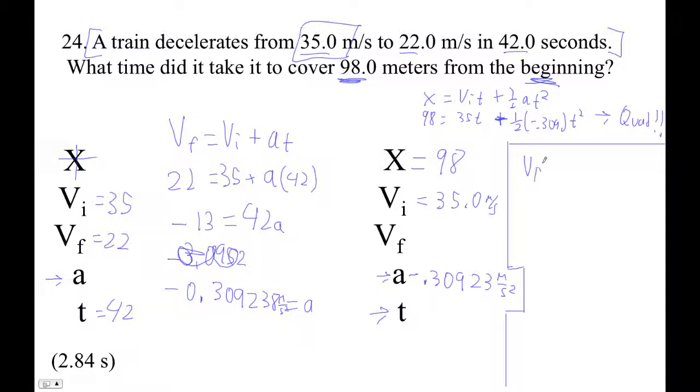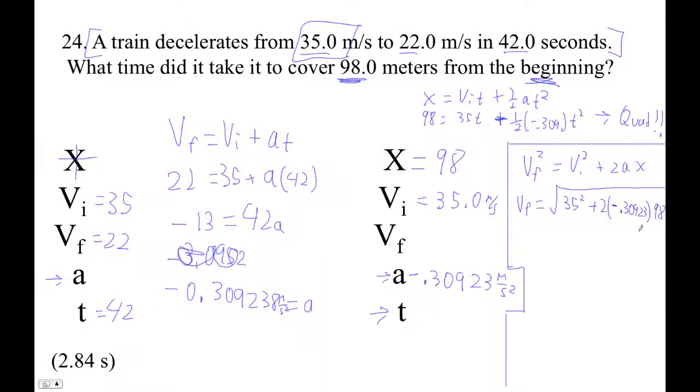So Vf squared is Vi squared plus 2Ax. Let's find the final velocity. So Vf is equal to the square root of 35 squared plus 2 times negative 0.30923 times, what is it, 98 meters?